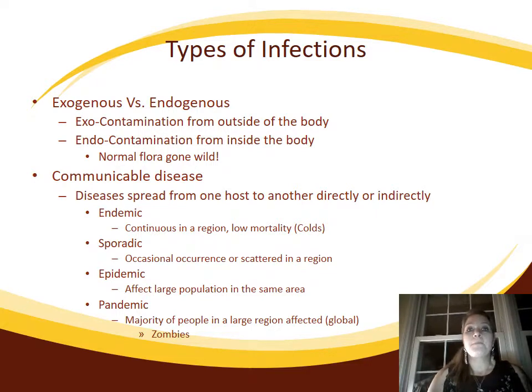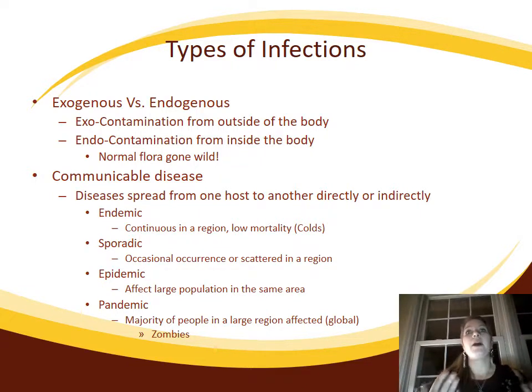An endemic is when a particular region has a constant underlying sickness, but it's generally a low mortality rate. So things like colds that are constantly within a population of a particular region, but not really huge killers, okay?